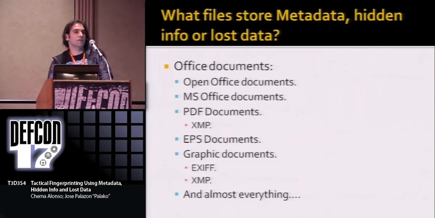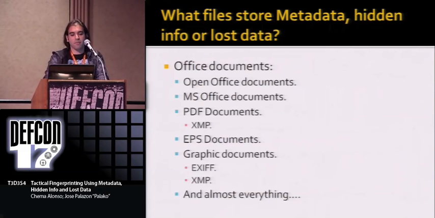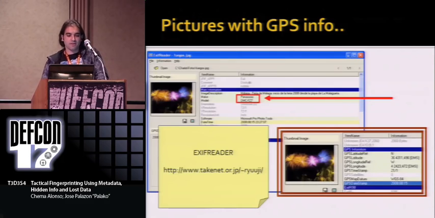You can extract metadata and hidden info from Microsoft Office documents, of course, but also from OpenOffice documents, from PDF, from EPS, from graphic documents, by looking into the XMP or EXIF information, and almost everything. In this example, this is a picture with GPS data, but in a picture with EXIF information, you can discover the mobile, the device with which this picture has been taken, or the software used on this mobile to create the picture, and even the date when the picture is taken.